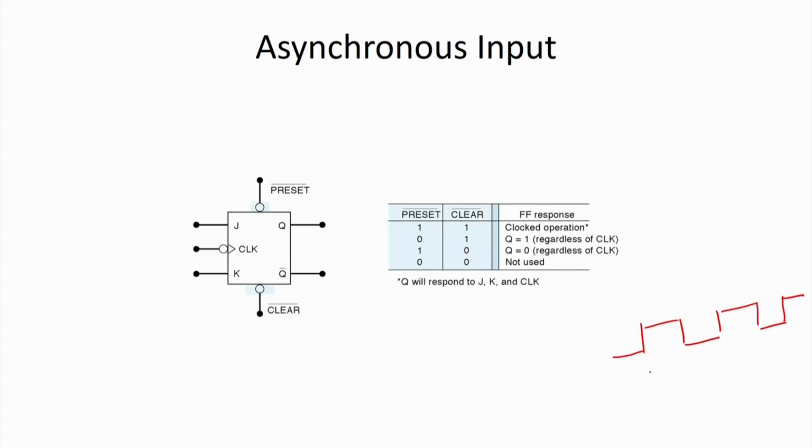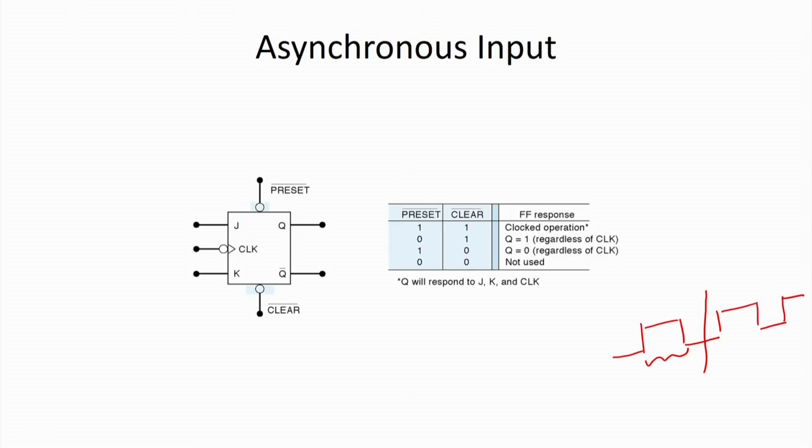In the case of synchronous inputs, only if the clock is there will the output get changed. If some input is coming over here, there will not be any change in output. But in the case of these two asynchronous inputs, preset and clear, irrespective of the clock signal, they take immediate effect and accordingly change the output. So, these are used to either set or clear this particular flip flop.